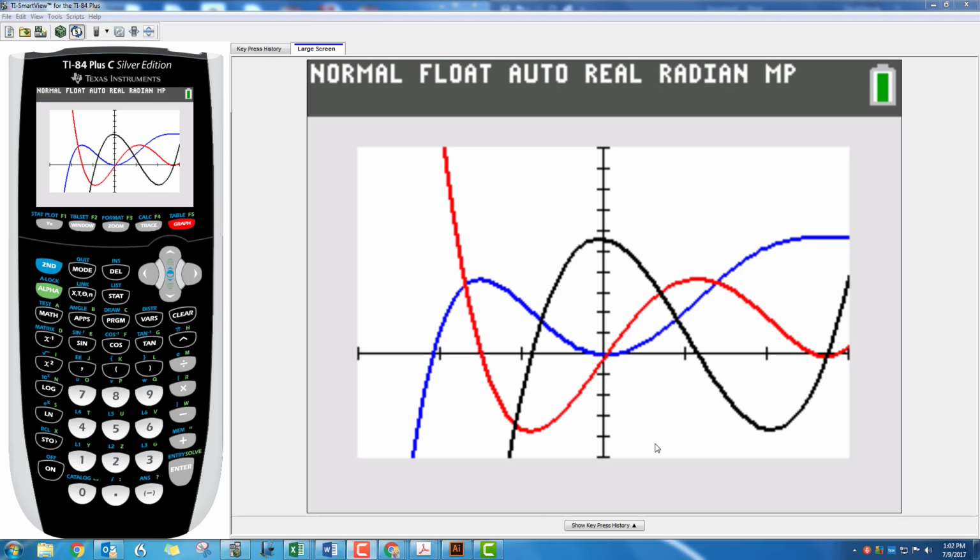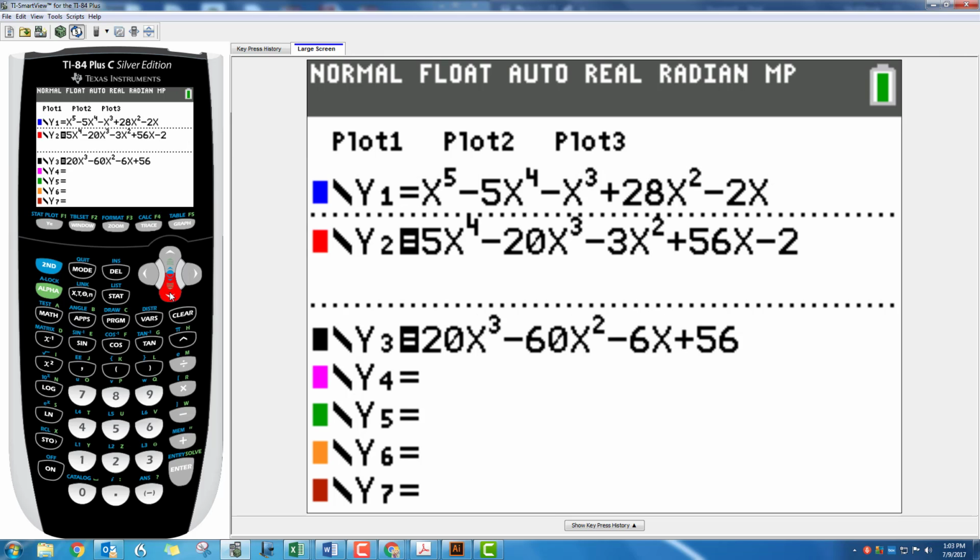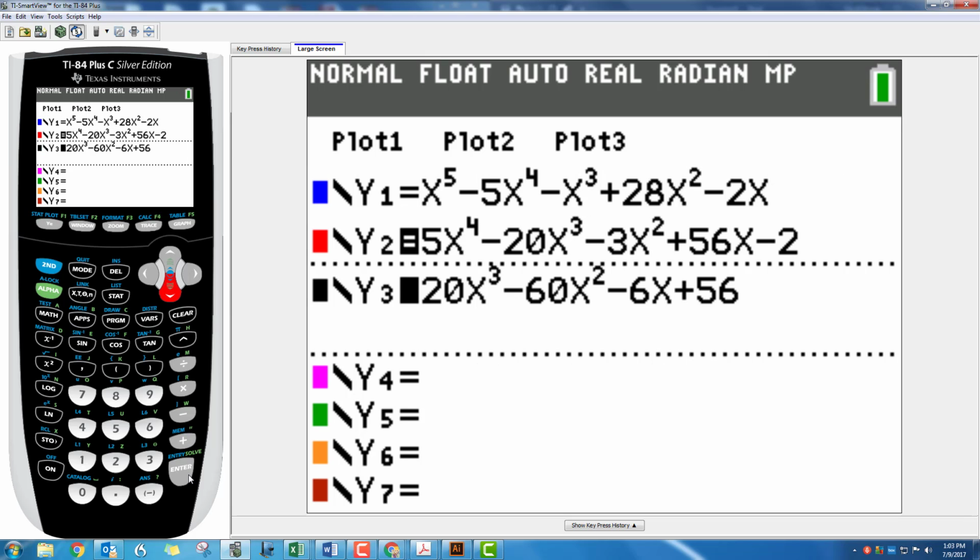Since we want to find the critical numbers, we're trying to figure out the zeros of the first derivative. So I'm going to go back in this graph and turn off the original function and the second derivative, so we can have that one graph isolated. This first one is the original function. If you see this equal sign that's highlighted, go there and press enter, and it will unhighlight it, so it won't graph that. Then I'm going to turn off the second derivative too, so all we have is the first derivative graphed.